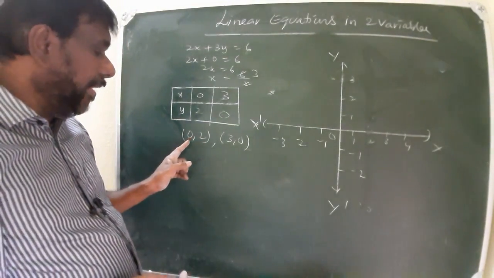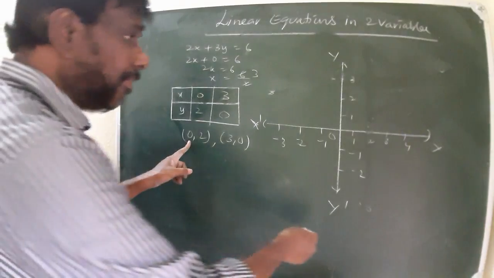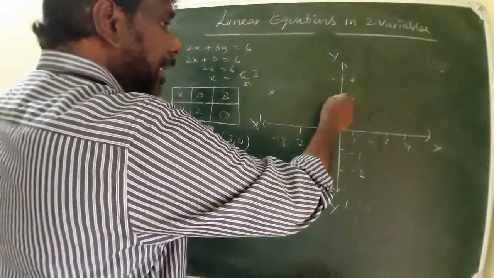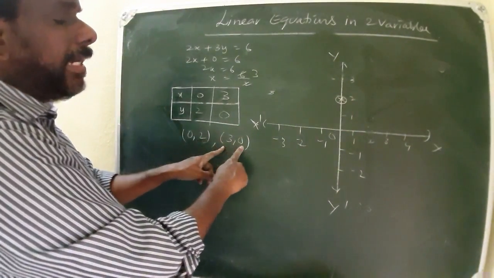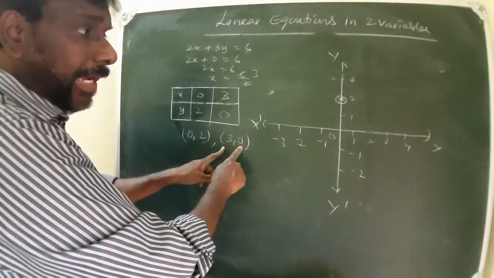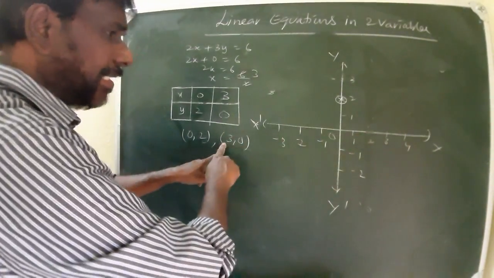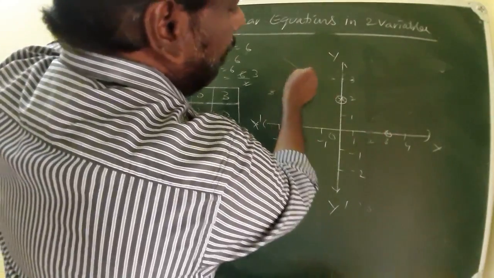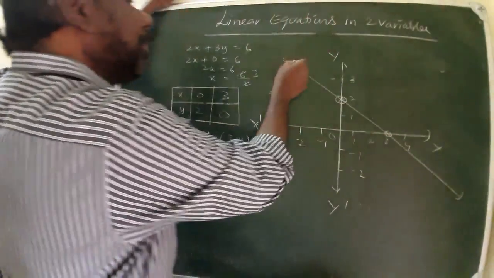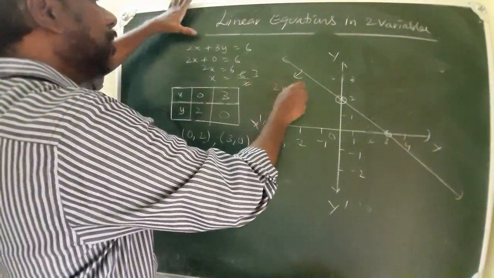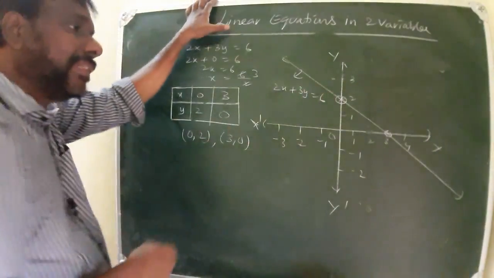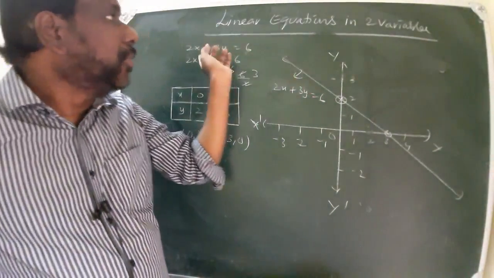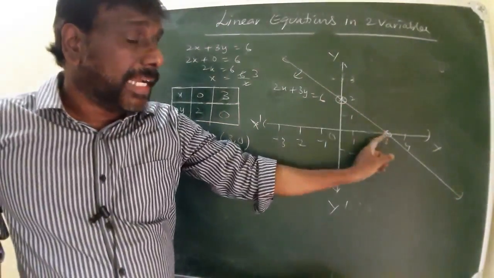Now you plot these points. 0, 2: when the x coordinate is 0, it lies on the y axis at 2. Here it will come, 0, 2. 3, 0: when the y coordinate is 0, it lies on the x axis at 3. Now join these 2 points with the scale. The name of this line is 2x plus 3y equal to 6. What do you observe? This two variable linear equation intersects both the x and y axis.